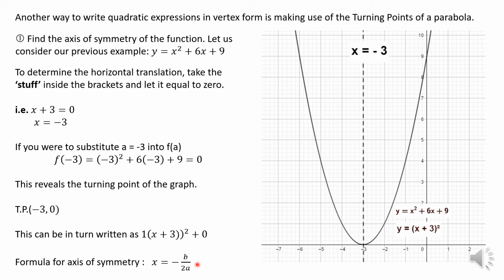So the formula we use for the axis of symmetry, this particular line that cuts a parabola in half, is x equals minus b over 2a, where the b and the a are the values you find when you look at your equation or your function written in standard form, which is ax squared plus bx plus c form.